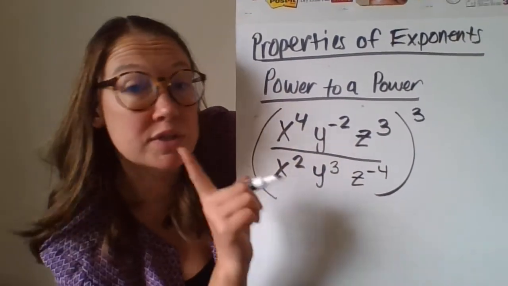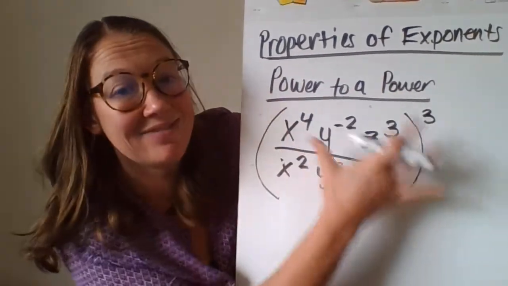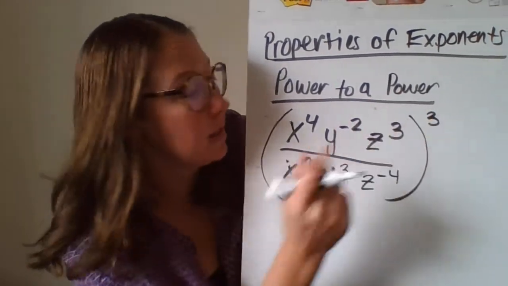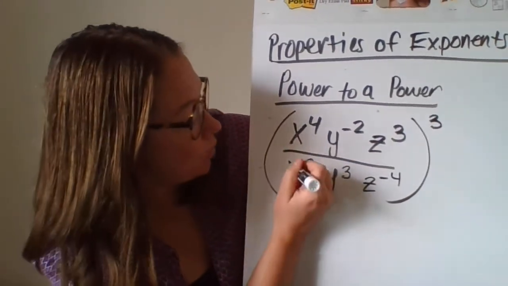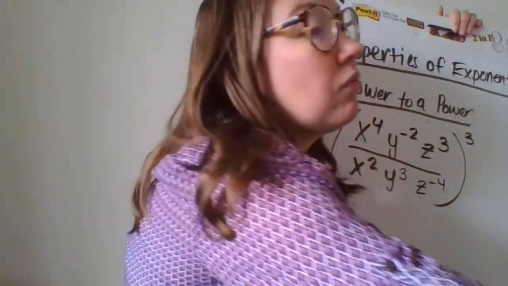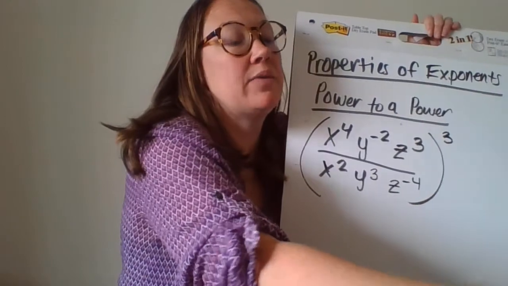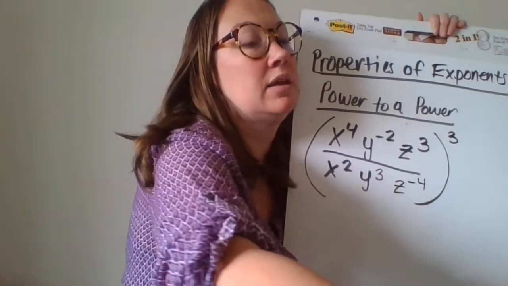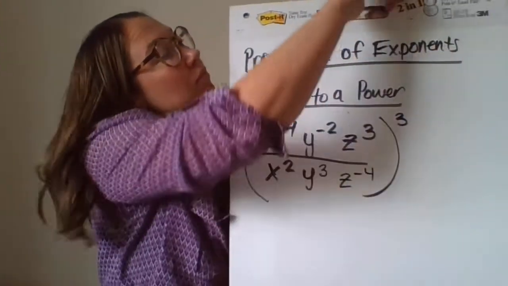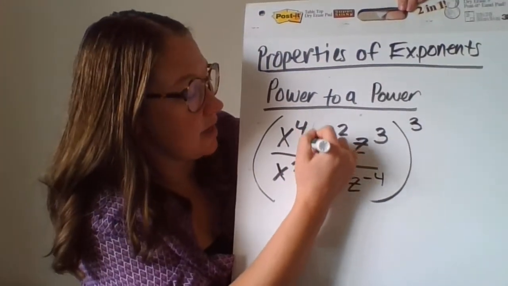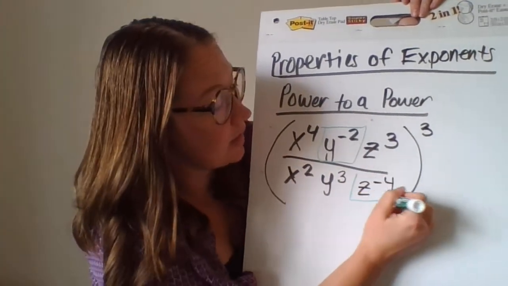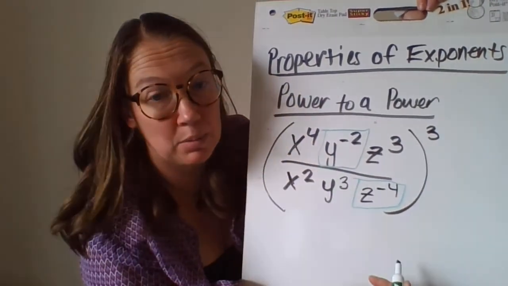So the very first thing you're going to do is simplify any of the stuff that's in the fraction. Do not worry about the power outside yet. So what I see when I look at this is a negative here that needs to be moved. I see a negative here that needs to be moved.